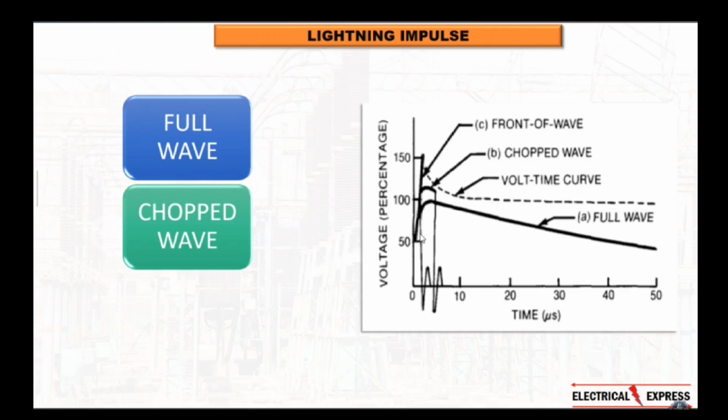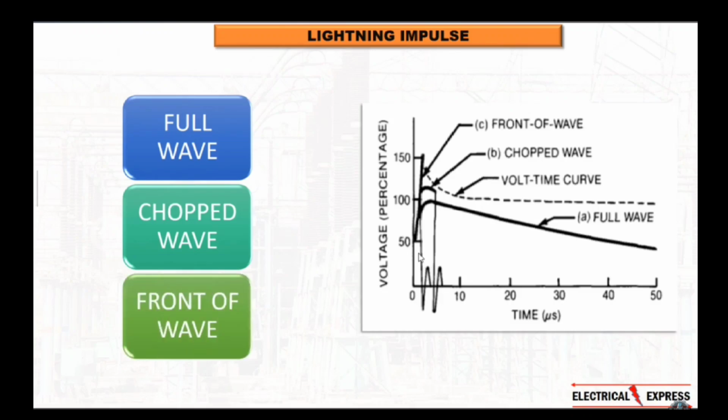Chopped wave means that the lightning has fallen on the conductor itself, and when the high voltage was traveling through the conductor, it damaged an insulator, and due to the damage, that insulator got grounded. That means the voltage has been chopped. You can see in this graph that lightning traveled and within 3 to 4 microseconds the voltage of the lightning collapsed. So this is what we call chopped wave lightning impulse.